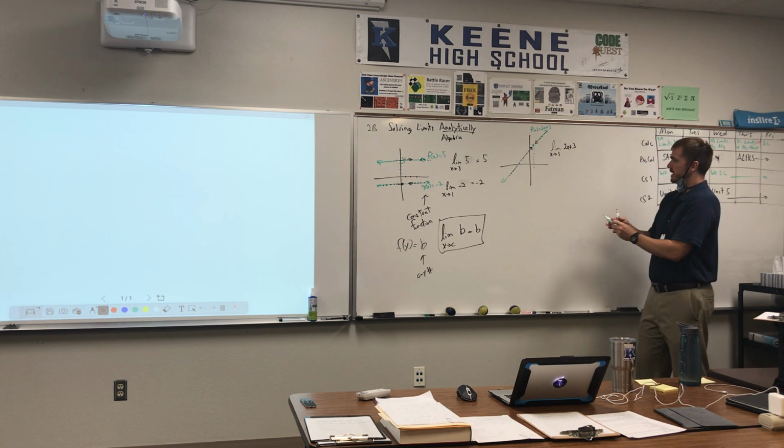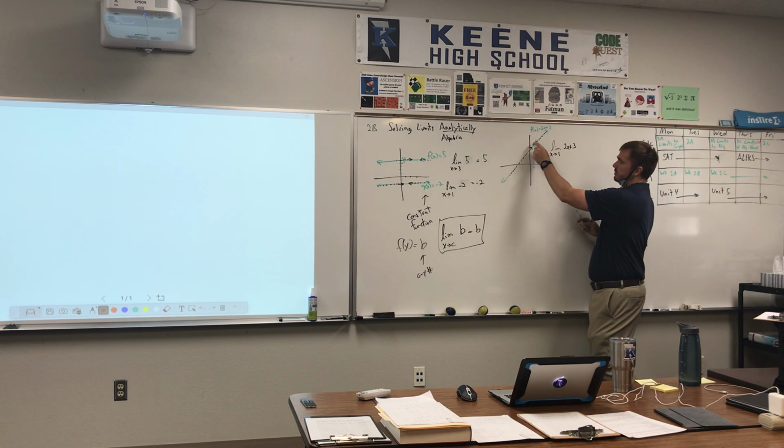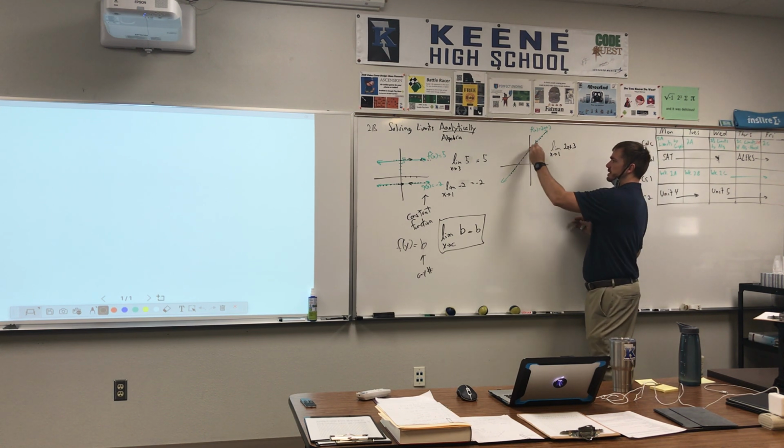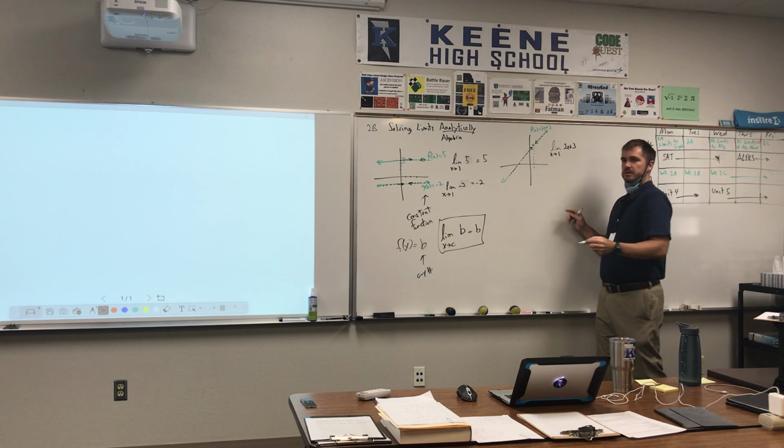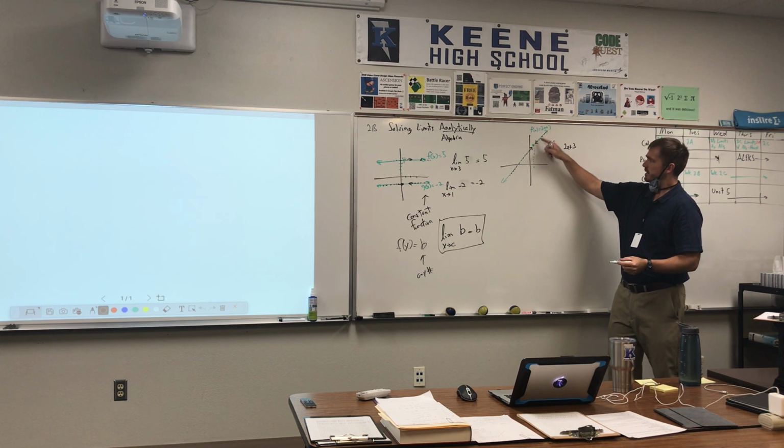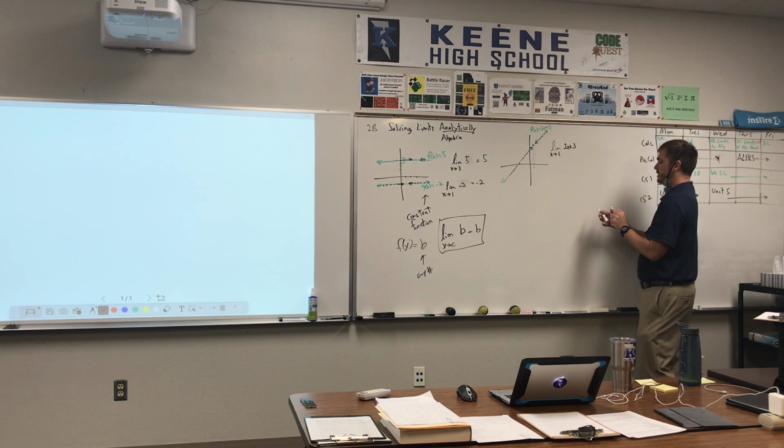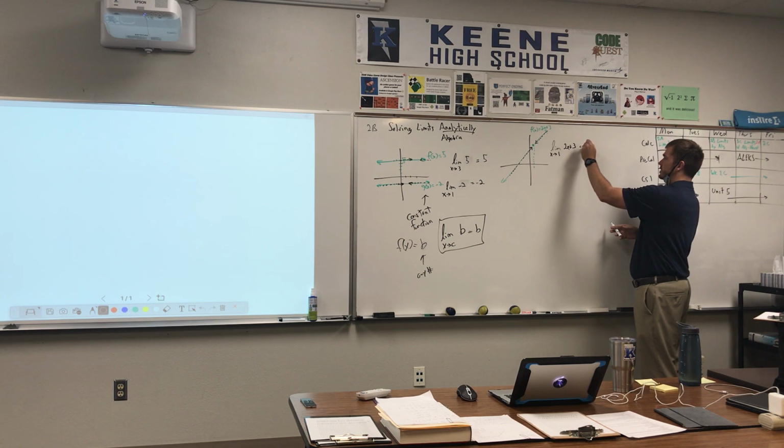In this case, how would I figure out where that circle dot is? Anybody? Yeah, I could plug 1 into that function. This is approaching 2 times 1 plus 3, so it's approaching 5.